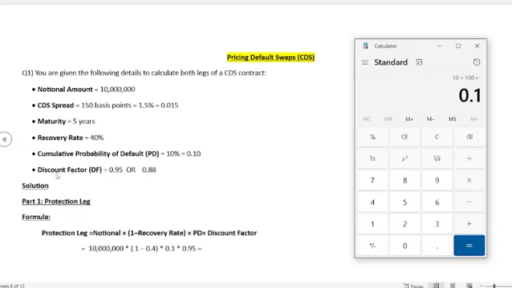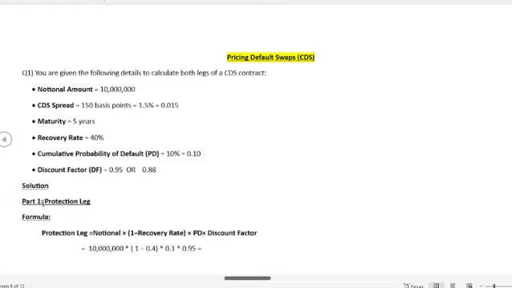Now talking about the discount factor, in class we have two discount factors. First of all, we are going to solve with 0.95. Secondly, we are going to solve with 0.08 using the same values. Let's see the protection leg. We have already discussed the formula: notional into 1 minus recovery rate into PD into discount factor.